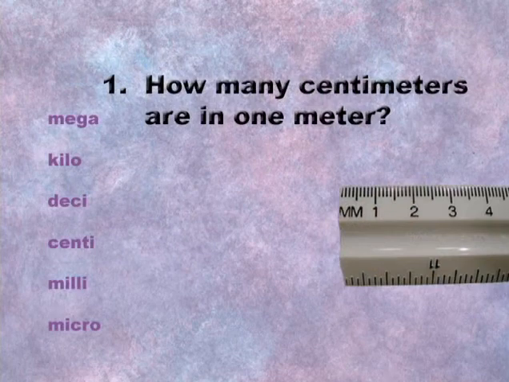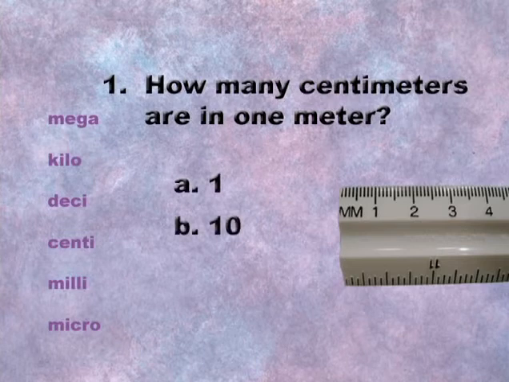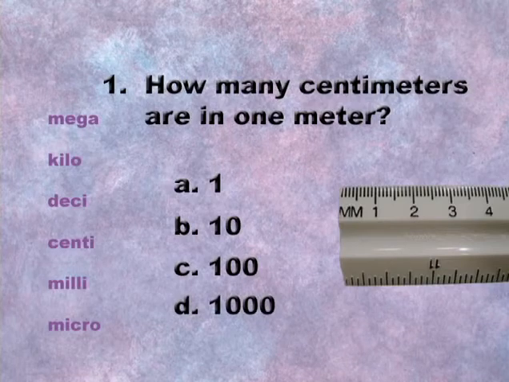Question number 1 uses your metric prefixes. How many centimeters are in 1 meter? A, 1. B, 10. C, 100. D, 1,000.